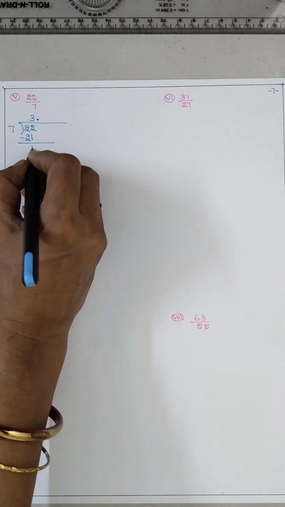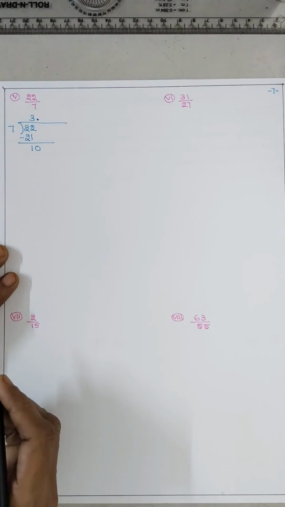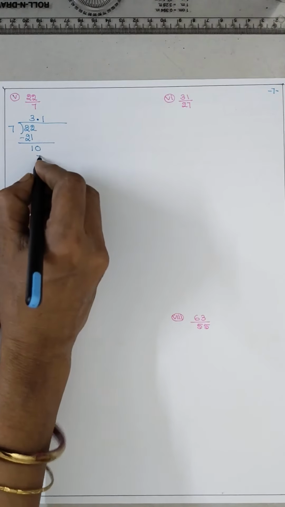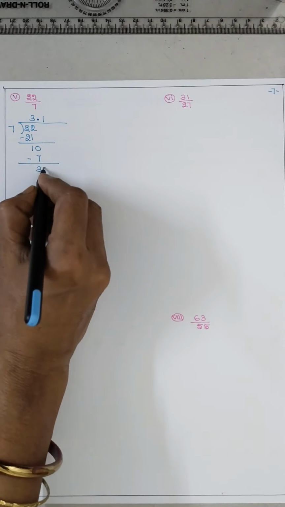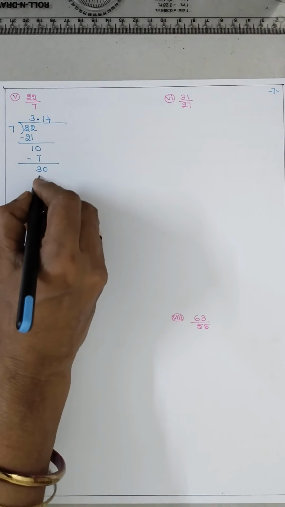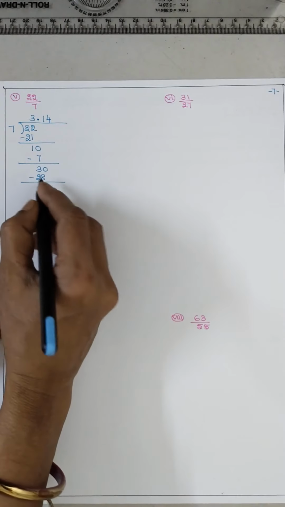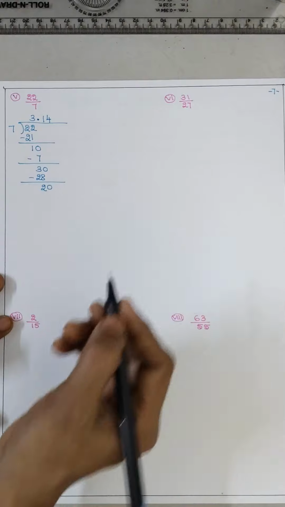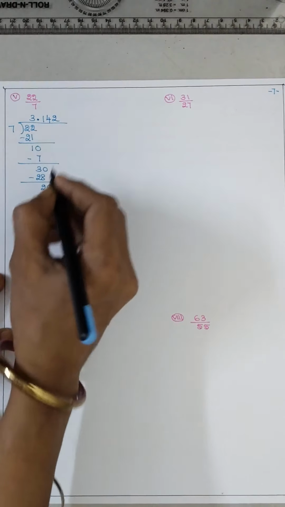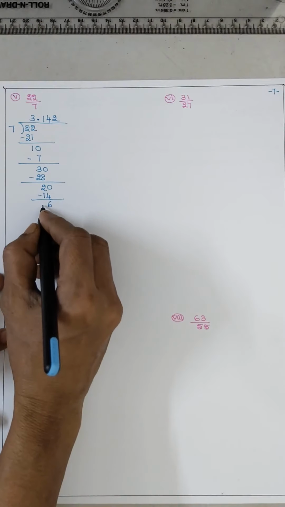2 minus 1, it is 1. 2 minus 2, 0. Take extra 0. 7 how much are 10? 7 1s are 7. 10 minus 7 is 3. Take extra 0. 7 how much are 30? 7 4s are 28. 10 minus 8, 2. 2 minus 2, 0. Extra 0. 7 how much are 20? 7 2s are 14. 10 minus 4, 6. 1 minus 1, 0.